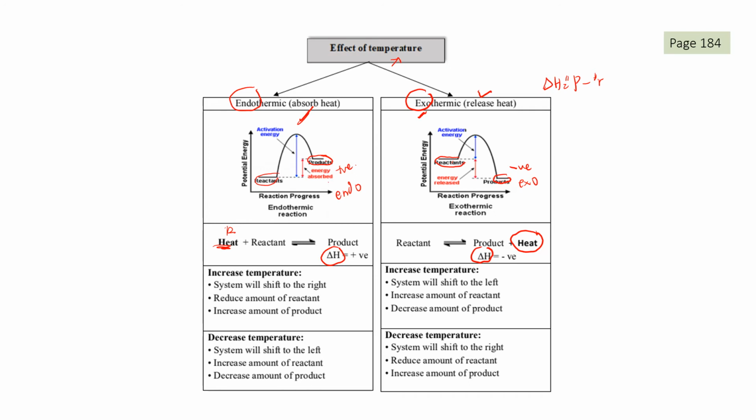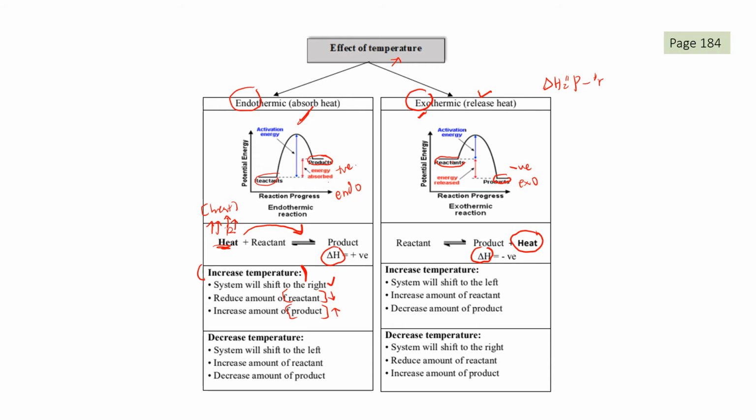And bila awak apply changes dengan increasingkan the temperature, maksudnya awak tambahkan amount of heat dalam sistem awak. Bila awak tambahkan amount of the heat, the concentration of the heat akan makin bertambah, macam factor concentration. So, dia akan reduce the added heat dengan cara shift to the right. Hasilnya nanti awak akan observe the concentration of the reactant will be reduced and concentration of the product will be increased.